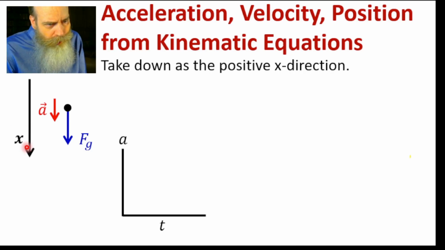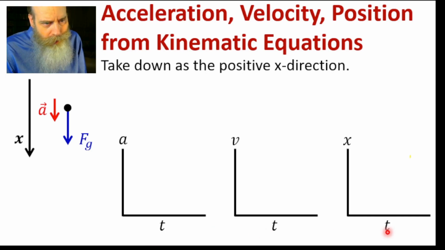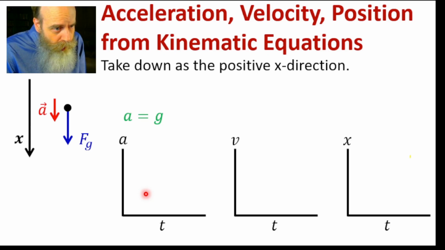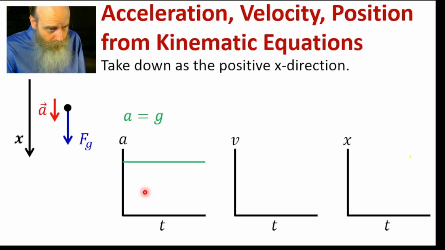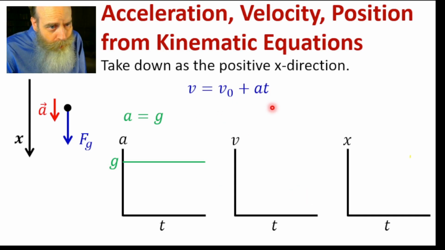We want to find three graphs: acceleration versus time, velocity versus time, and position versus time. Acceleration versus time is easy. The acceleration is constant. It equals g, the acceleration due to gravity. So we just draw a horizontal line, as shown here, with a value of g, or 9.8 meters per second squared.